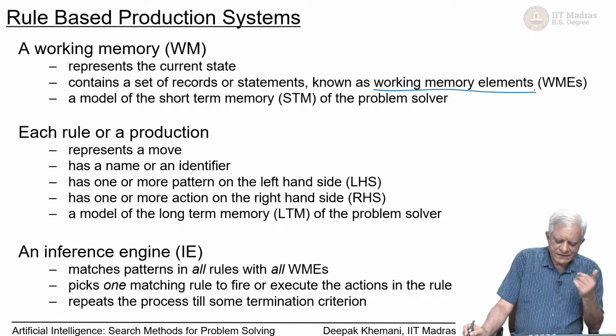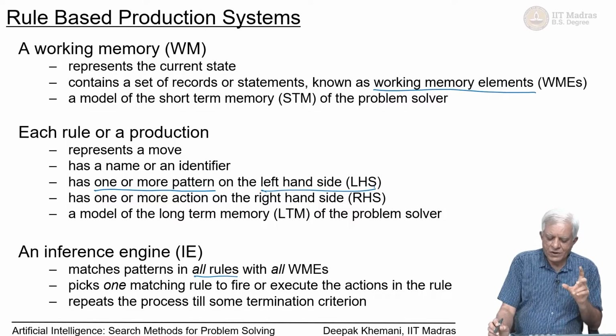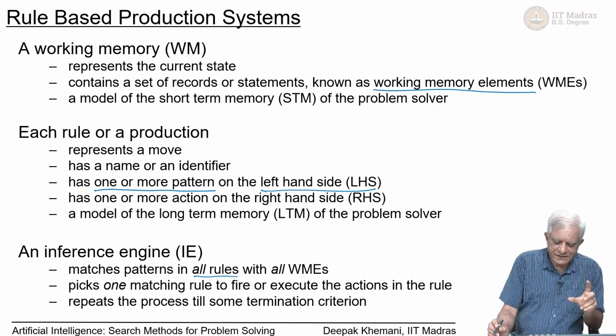And then finally, as I said, we have something called the inference engine, and it is the task of the inference engine to first match patterns in all rules. So, each rule has a set of patterns, we have said one or more patterns on the left hand side. So, it is the job of the inference engine to look at all the rules and all the patterns in all those rules and match them with the working memory, which tells us whether the rule is applicable or not in a given state.